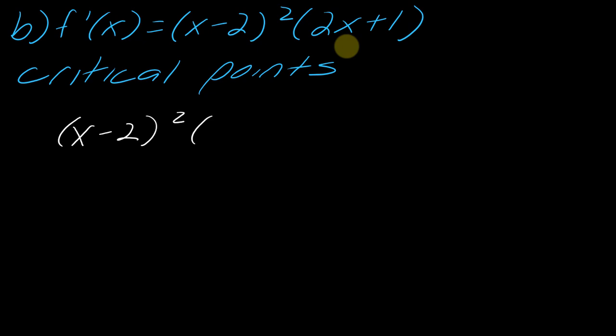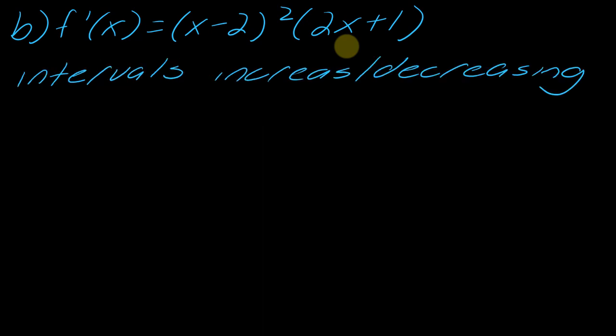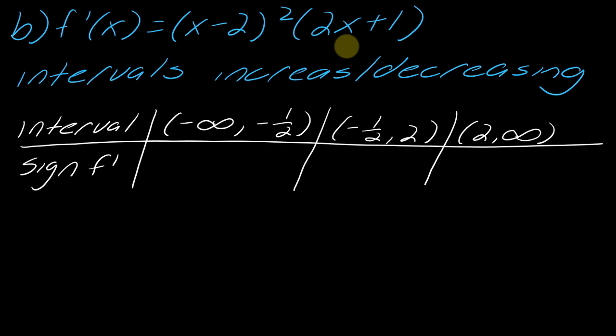So I can see just by looking at this, I'm not going to have any place where this does not exist. And where this will equal 0, it will be either x equals 2 or x equals -1/2. So there are my critical points. Now I can come up with my intervals of increasing and decreasing. So let me make my table. And now we can figure this out.